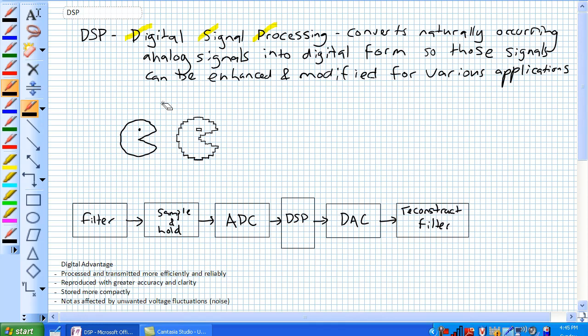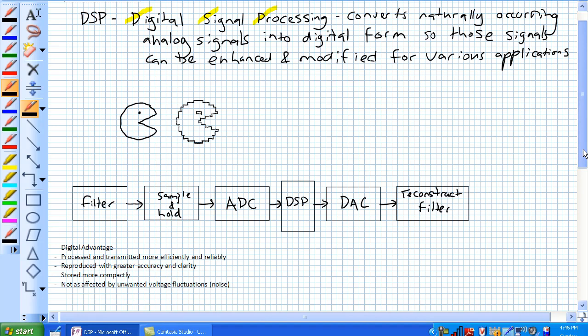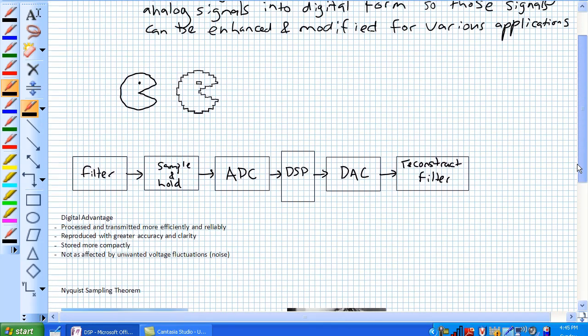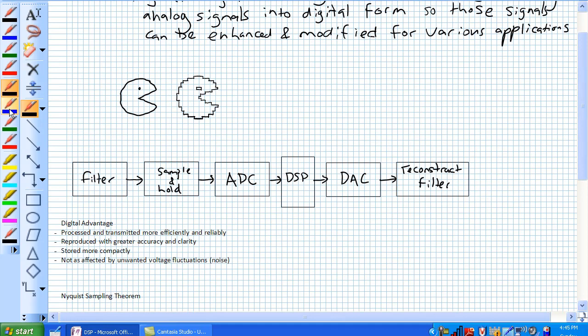But let's go ahead and look at our block diagram of DSP. We've got an analog signal coming into this filter. Basically the filter's whole purpose in life is to remove unwanted signals. Let's say there is a high frequency noise that you know is going to be occurring, why not filter that out with a low-pass filter, okay? Then we've got this thing called a sample and hold, which is basically using the Nyquist sampling theorem. We're going to come back to that.